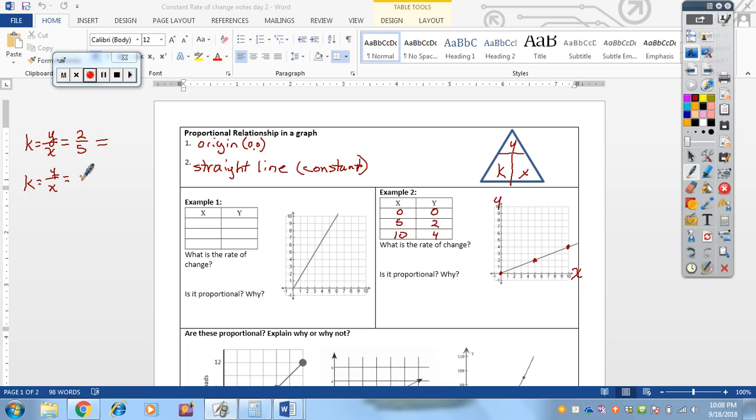It doesn't even matter which one you pick, because the truth is 4/10 turns into 2/5, right? They're the same. You could also say 0.4. I don't even care. 2/5 is perfectly fine.